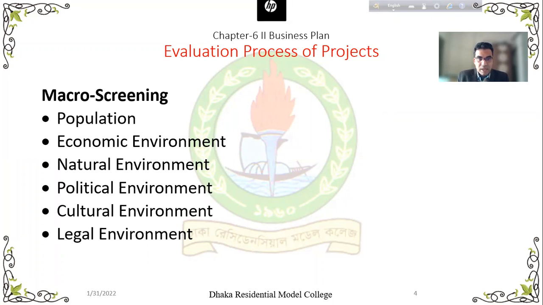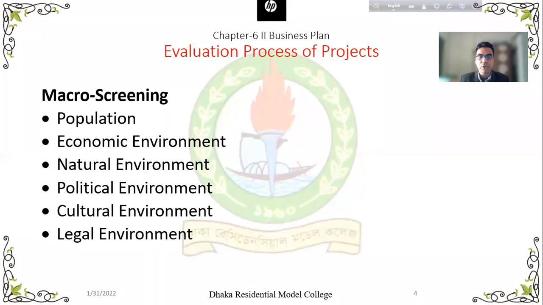These elements are uncontrollable to the entrepreneur. So before making your business plan, you have to screen these points, these elements.